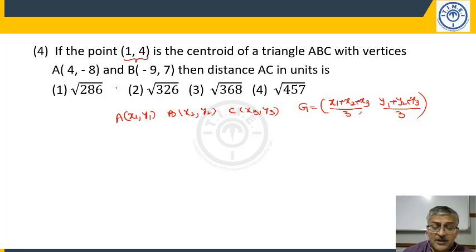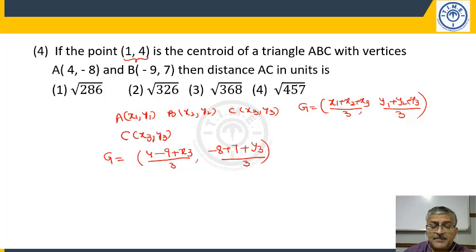So here we assume that we don't know the third vertex. So assume the third vertex as (x3, y3). Then what is the centroid? G is the centroid, generally denoted by G. G is equal to ((4 minus 9 plus x3) by 3, (minus 8 plus 7 plus y3) by 3).